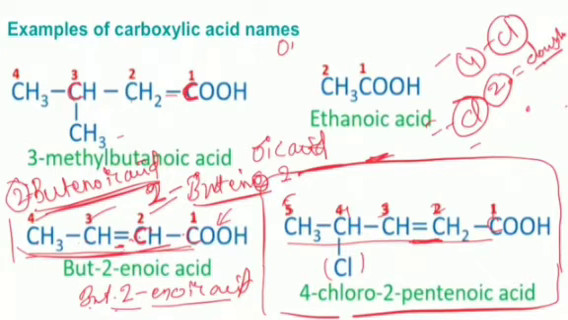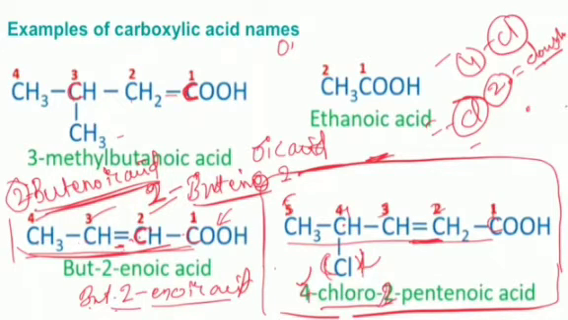First of all, you have to write the substituent position. Here it is the 4 position. Then what is the substituent? Chloride is the substituent. So that is why it is 4-chloro. Then what is the position of the double bond? That is 2.